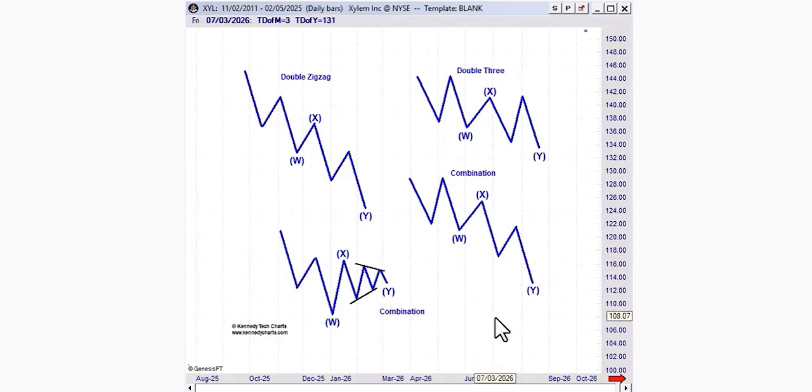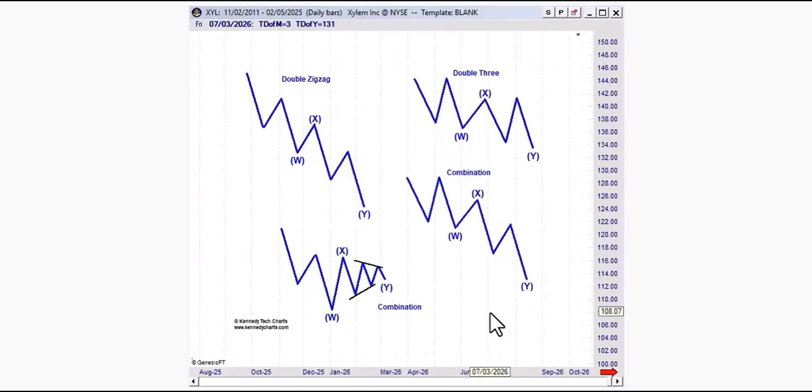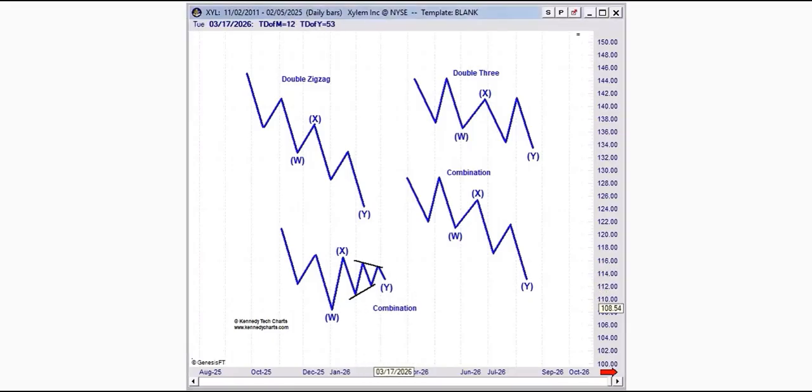Now, one thing that's also kind of frustrating and interesting about the extended correction topic, the complex correction, formerly known as complex correction, is that sometimes you can actually have a contracting triangle in the wave Y position. This would also equate to a combination because you have a zigzag, X wave, followed by a contracting triangle.